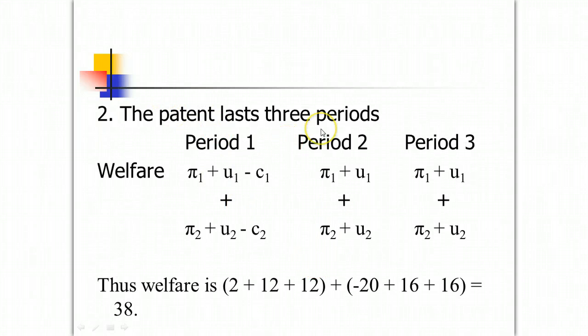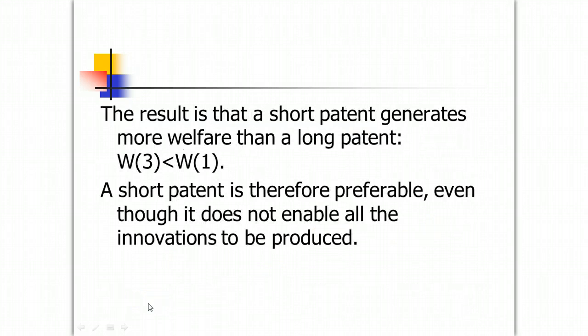When the patent lasts 3 periods, we have extra availability. Innovation 2 is created, but access is restricted for both innovation 1 and innovation 2. So the cost of the restricted access of innovation 1 outweighs the benefit of the increased availability of innovation 2, and welfare is thus lower. So the result is that a short patent generates more welfare than a long patent. So the welfare of a 3-period patent is less than the welfare of a 1-period patent. So a short patent is therefore preferable, even though it does not enable all the innovations to be produced.